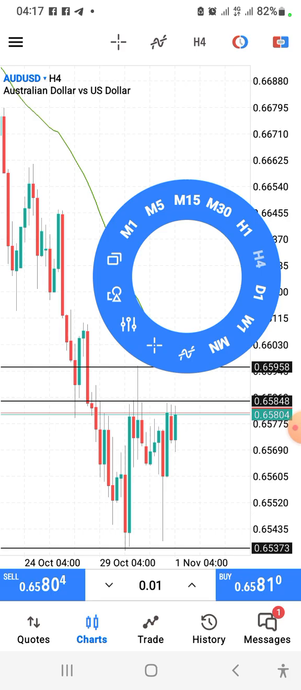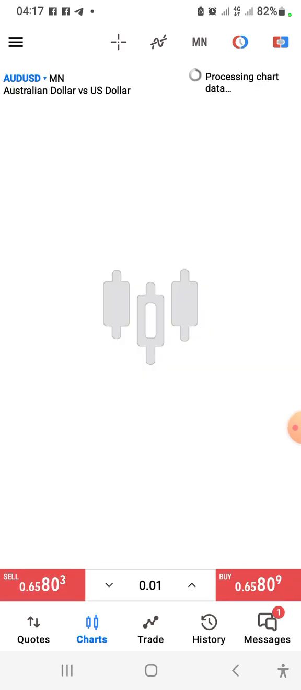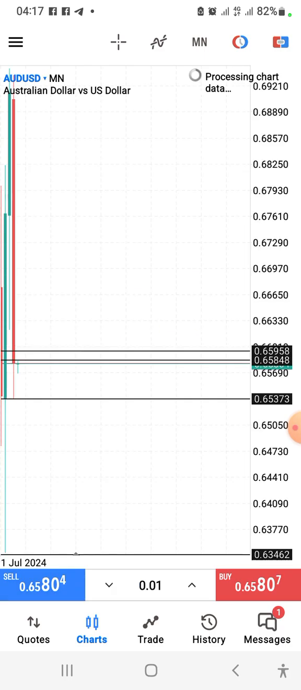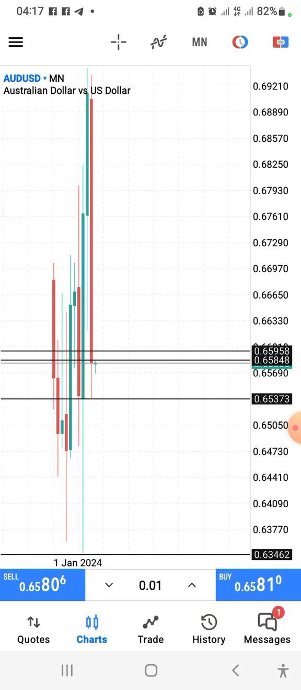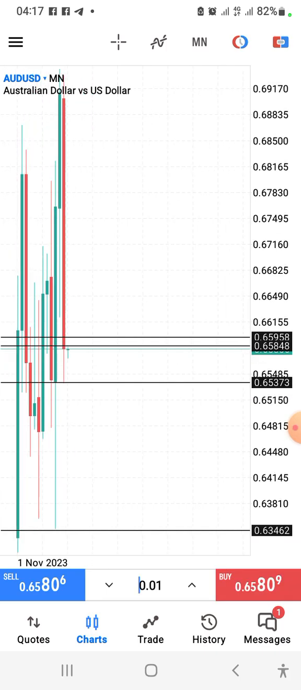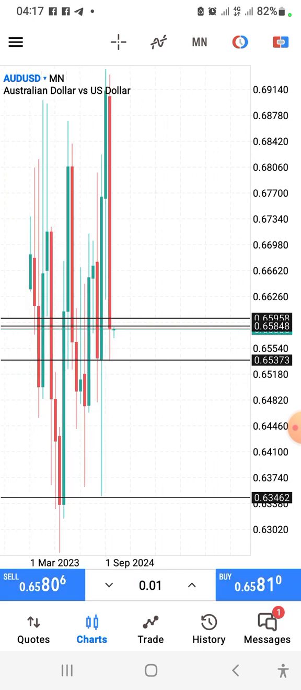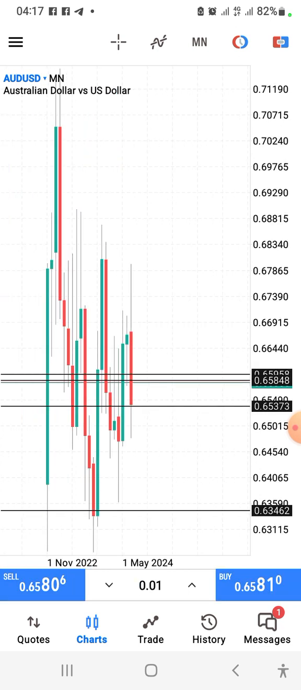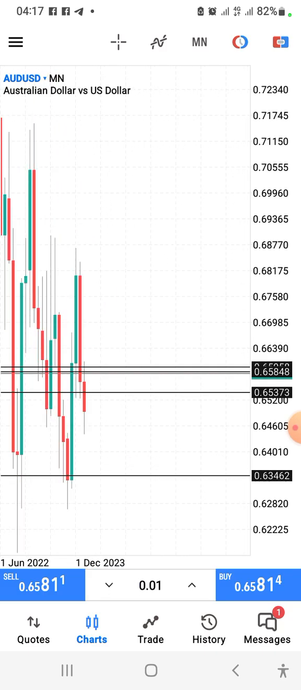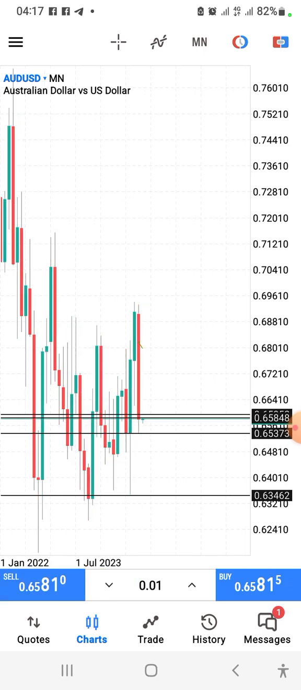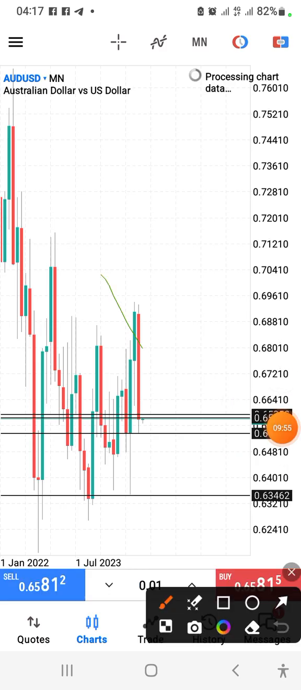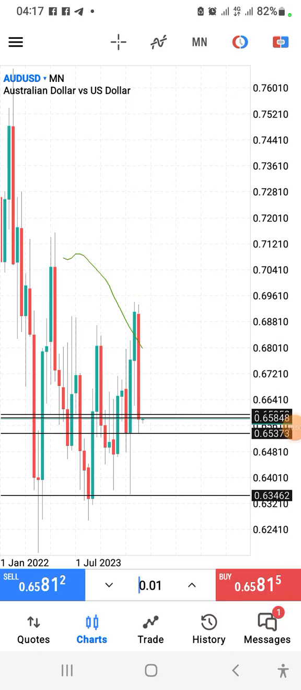So now for this particular pair, let's go straight to the month. Let's see what is happening at the month, and let's see the position of the moving average. So for this particular chart, the moving average is yet to appear. Just hold on and let's watch how the moving average will come up. Okay, now I can see the moving average. This is the moving average.